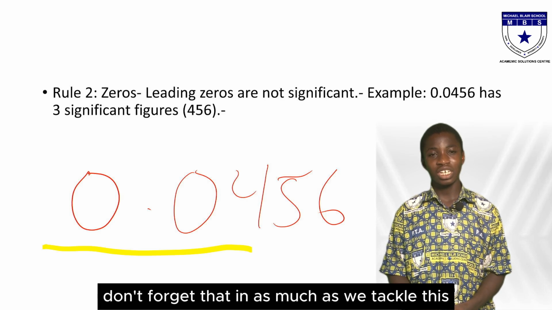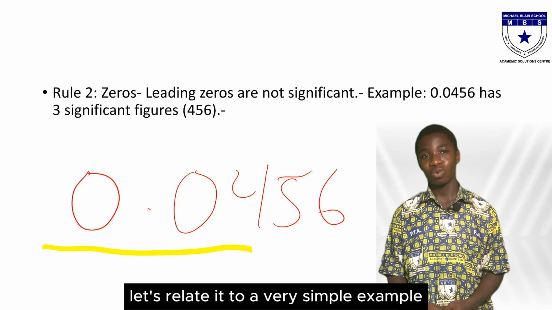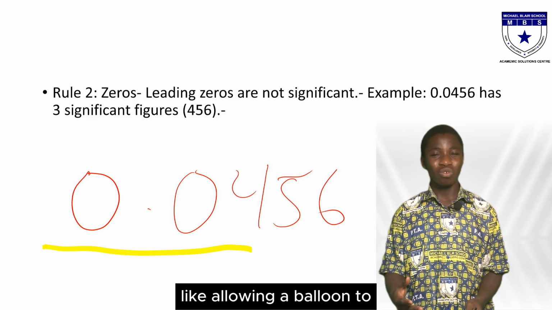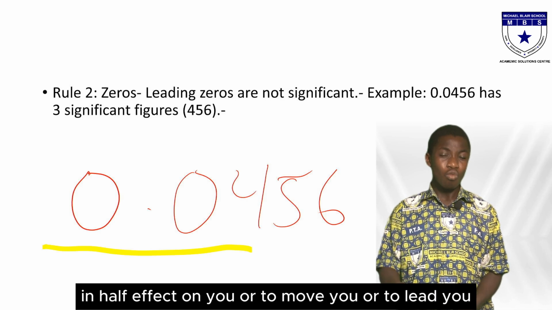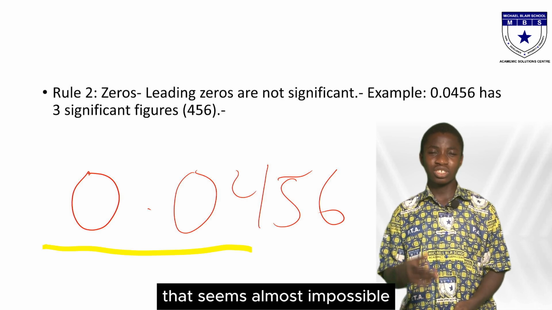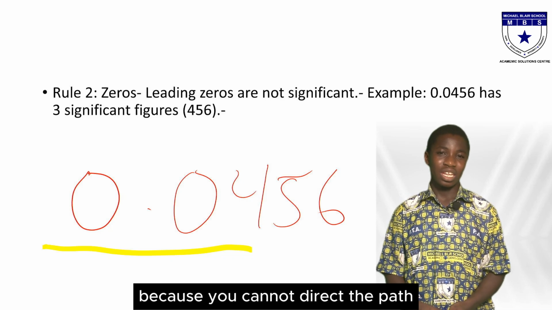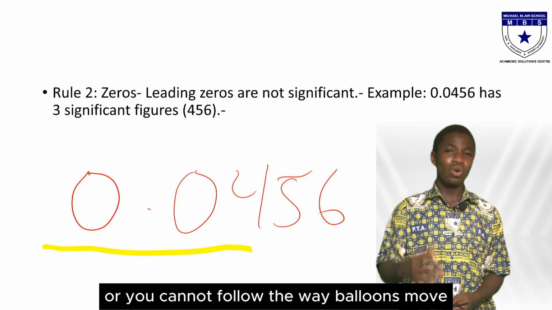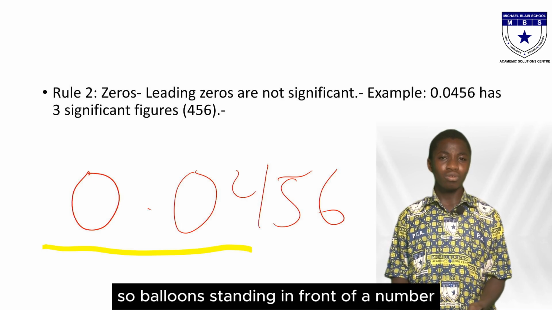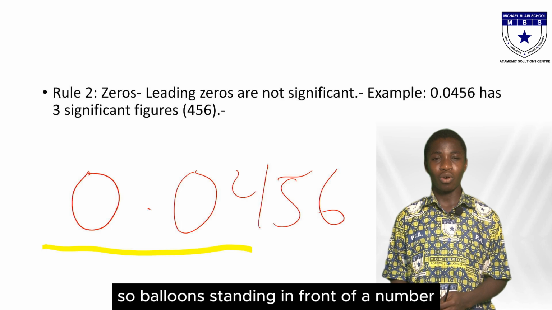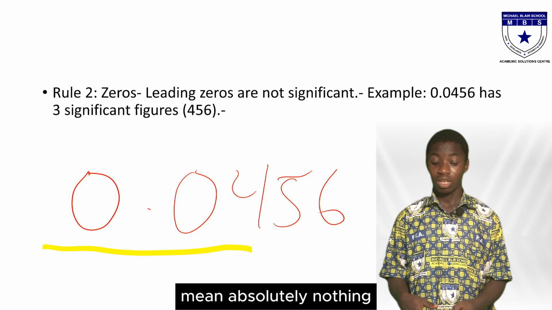Don't forget that in as much as we tackle this, let's relate it to a very simple example like allowing a balloon to have effect on you or to move you or to lead you. That seems almost impossible because you cannot direct the path or you cannot follow the way balloons move. So zero standing in front of a number means absolutely nothing.